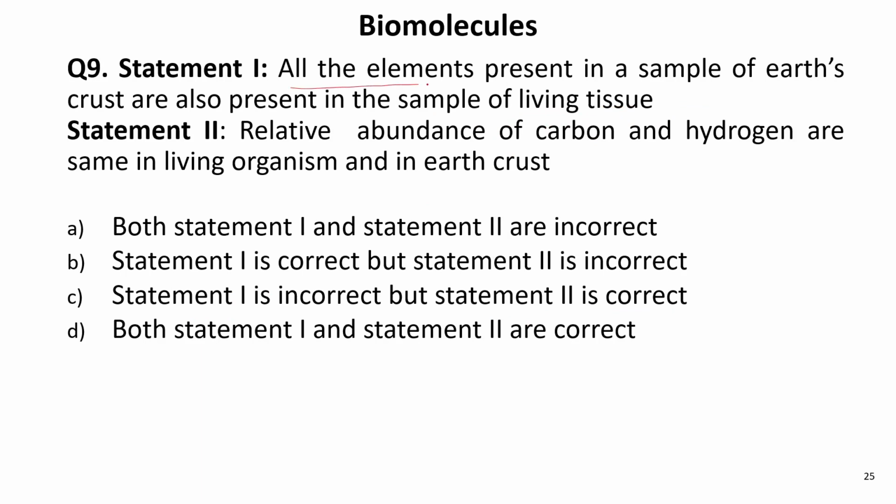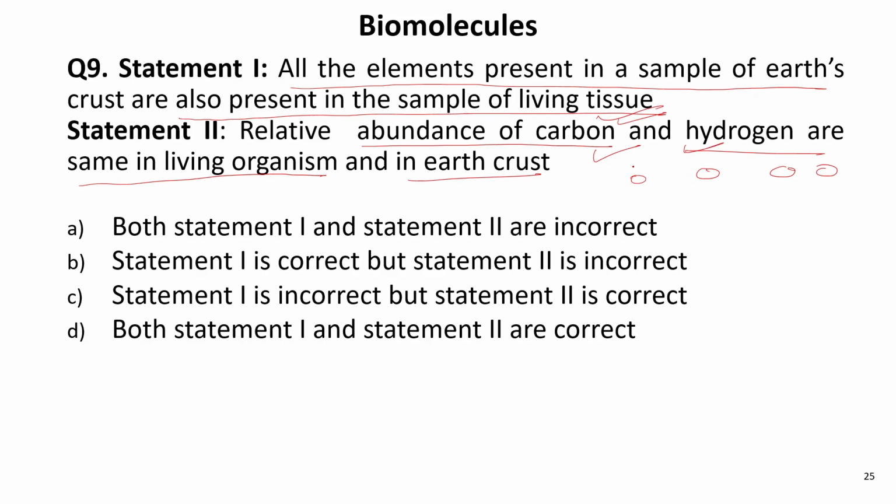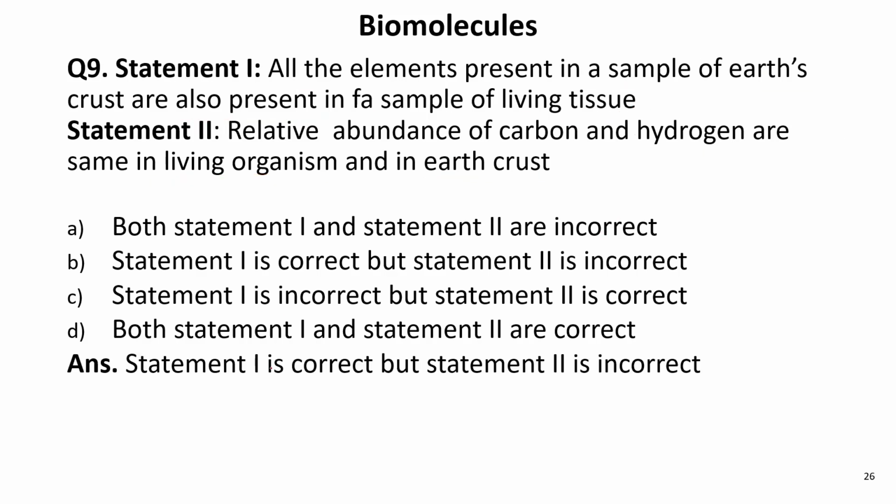Statement 1. All the elements present in the sample of the earth crust are also present in the sample of the living tissue. Yes, whatever elements are present in the earth crust, they are also present in the sample of the living tissue. Relative abundance of carbon and hydrogen are the same in living organisms and the earth. So we are having different organisms. Now, is the abundance of carbon and hydrogen the same in all the organisms? No, this is incorrect. Okay, so statement 1 is correct, but statement 2 is incorrect.